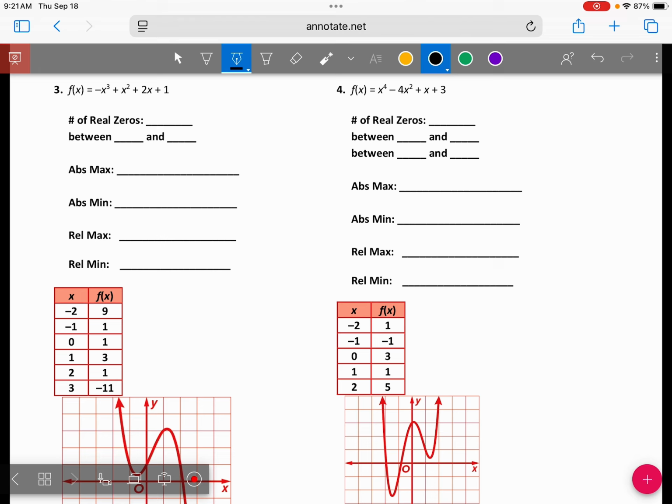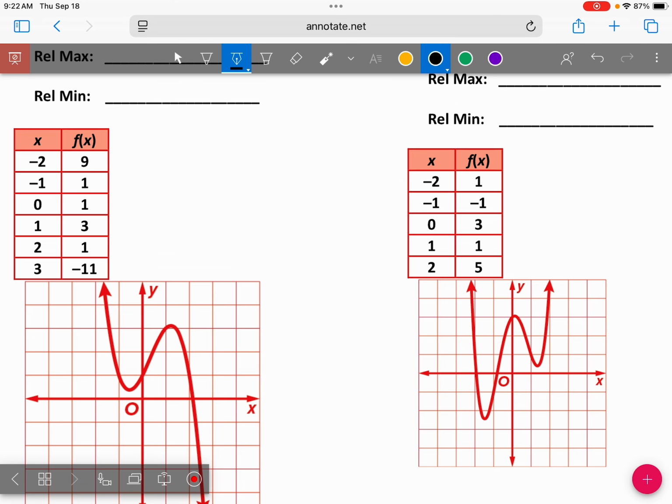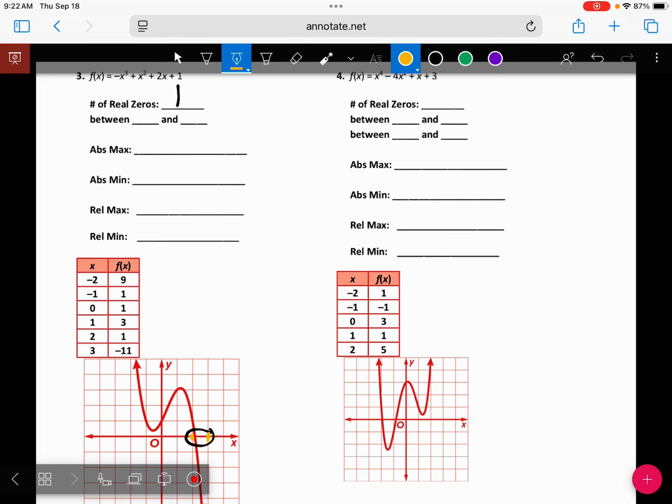All right, let's see how we did. So for the first one, show me with your fingers, how many zeros do we have? How many times does it cross? Yep, just one time. Good job. And it crosses here, which is between what two numbers? It's not negative. 2 and 3. Because here would be 2, this would be 3. So somewhere between 2 and 3.